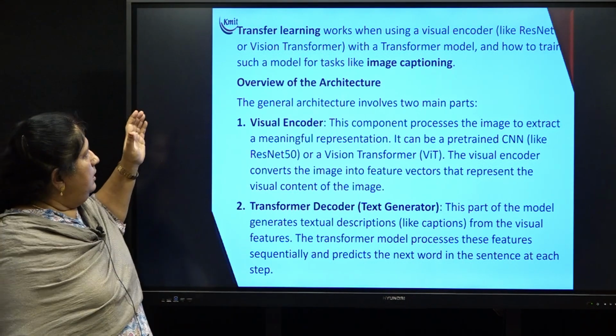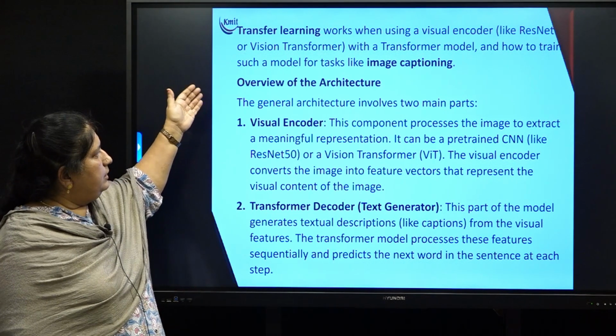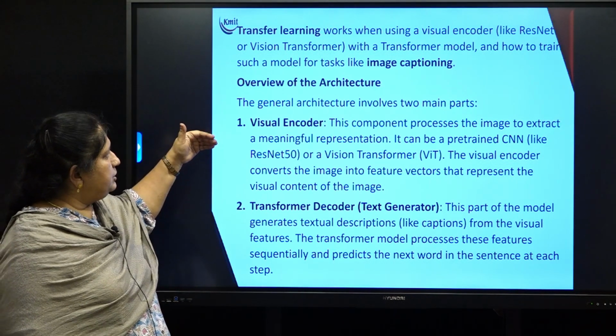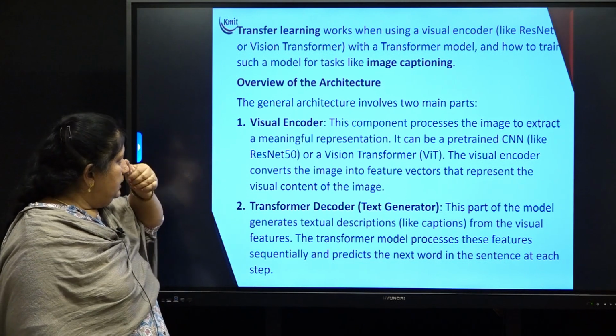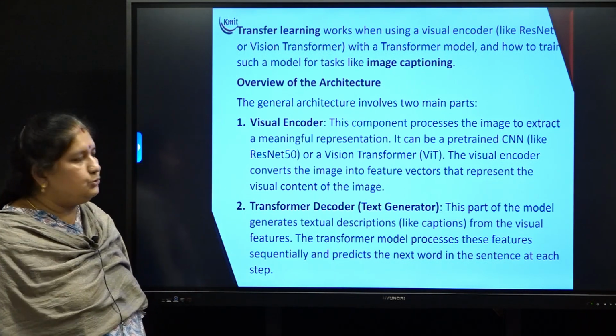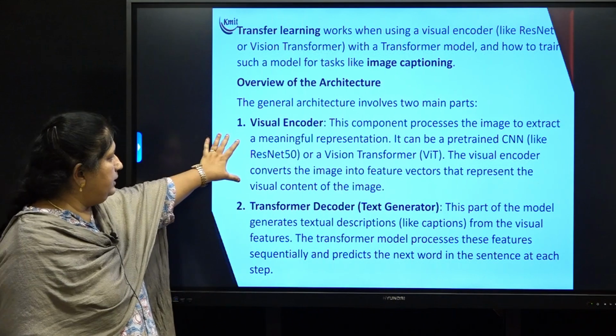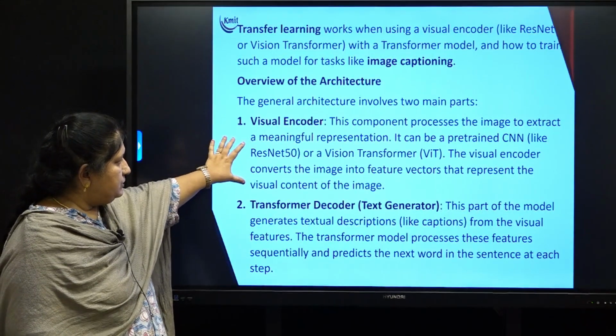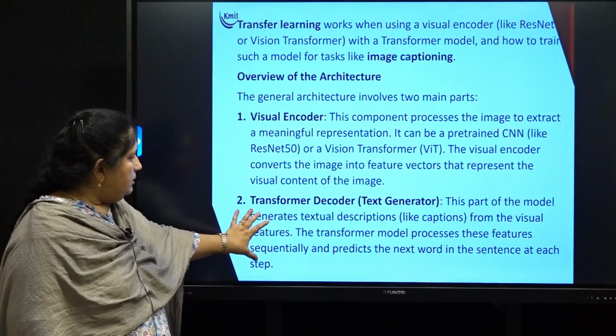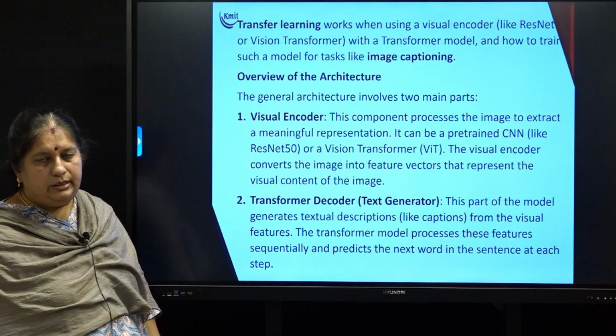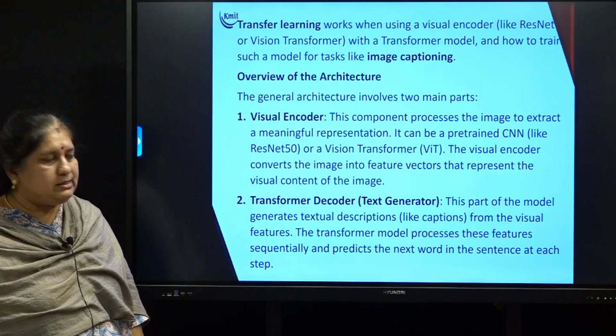And how are we training the model in tasks like image captioning? Let us see this one. The general architecture involves two main parts. The first one is the visual encoder, which is trying to extract the features, and the second is the transformer decoder. The decoder is trying to act as the text generator.